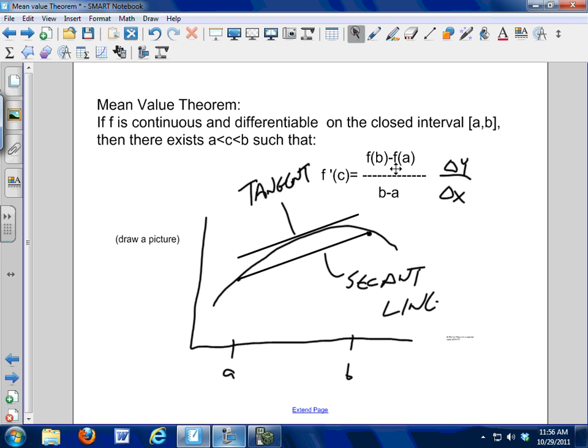I'm sure I have something pithy in the little hidden box. And so is Rolle's theorem really just a special case of the mean value theorem? I think so. Because in Rolle's theorem, the slope of my secant line is 0, and the slope of my tangent line has to be the same. So there we have it.